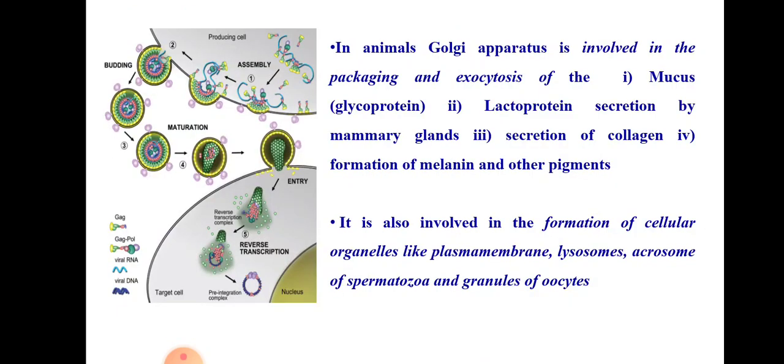And in animals, the Golgi apparatus is involved in the packing and exocytosis of, first, mucus, which is a glycoprotein; second, lactoprotein secretion by the mammalian glands; third, secretion of collagens; and fourth, the formation of melanin and other pigments. It is also involved in the formation of cellular organelles like the plasma membrane, lysosomes, acrosomes of the spermatozoa and granules of the oocytes. Here also we can see the Golgi bodies and how they are organized during maturation.